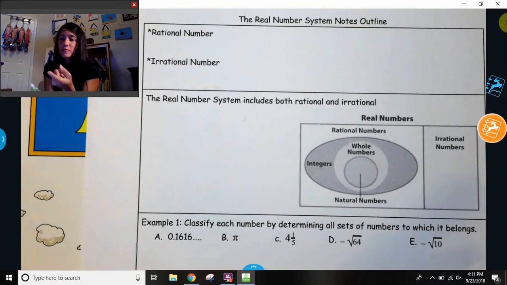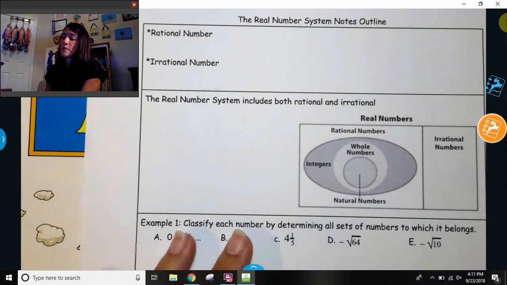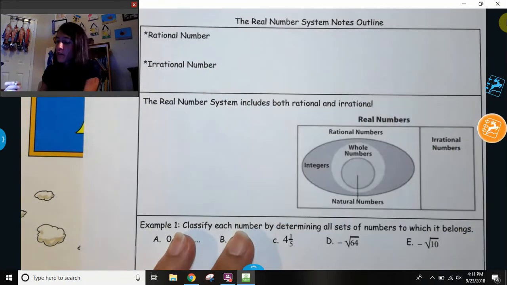Today's lesson is the real number system. We've been talking about decimals, repeating decimals, fractions, scientific notation, and integers. We've also talked about roots, square roots, and perfect squares. Those all fall under the real number system. First, let me give you some vocabulary.